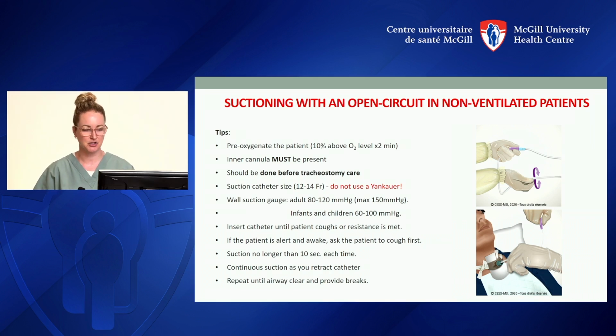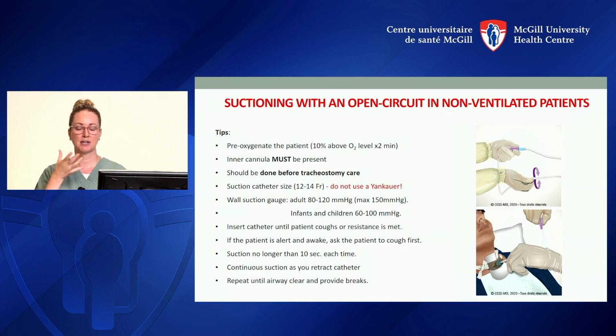And we use continuous suction when we pull back on the catheter. I know some people have been taught intermittent suction, but here we use continuous. It's a much more effective, efficient way to suction your patient, and it does not cause more harm. The reason we don't use intermittent suction is, if I'm going in with the suction catheter and pulling out a bunch of secretions, as soon as I let off the pressure of the suction, the secretions fall back down, and it's just an inefficient way to suction the patient. So we do recommend continuous suctioning. And for the number of times you have to suction, there's no limit. You need to repeat the suctioning until your airway is clear, and provide breaks for the patient.